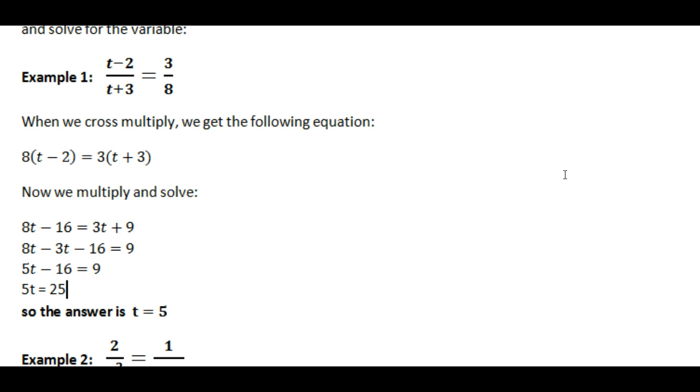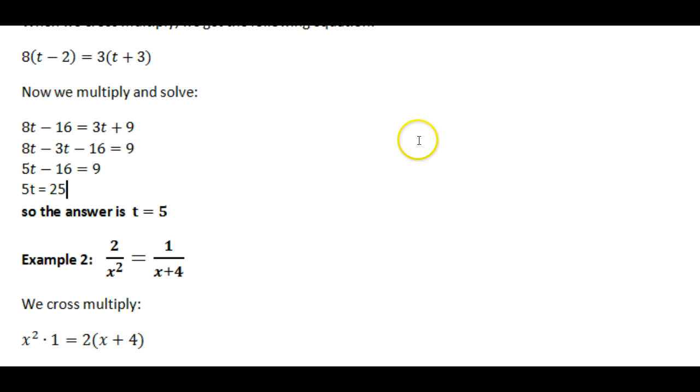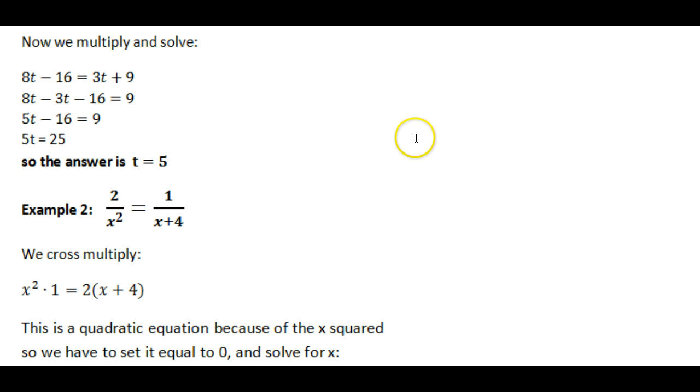We added 16 to both sides, and then we divide by 5, and the final answer is t is equal to 5. So that's one kind of example, and this next one is a little bit more involved. In this case, we have a quadratic term. We have x squared as one of the terms. But the principle is still the same.